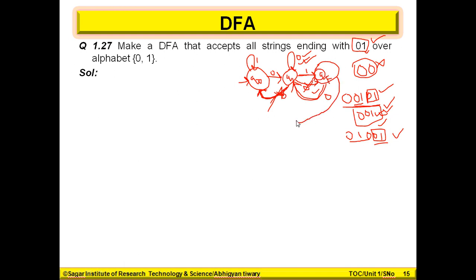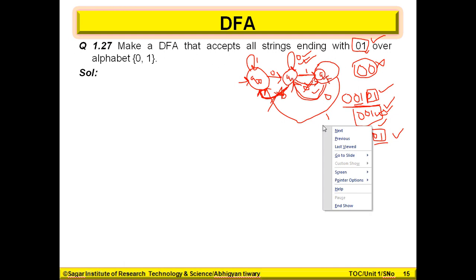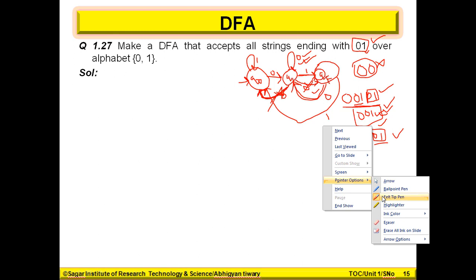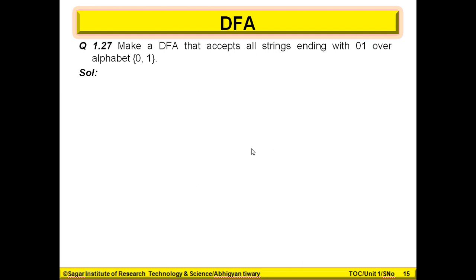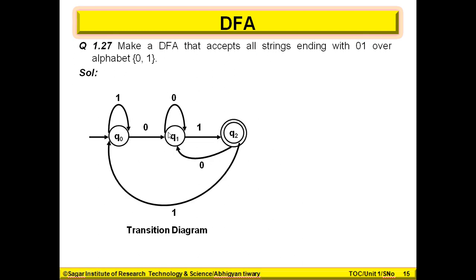So I am left with only one option, that is what we are going to take right now. So this is how we are going to make a DFA. We want to take a clear look at this one. Let's see, this is how we have made it logically.